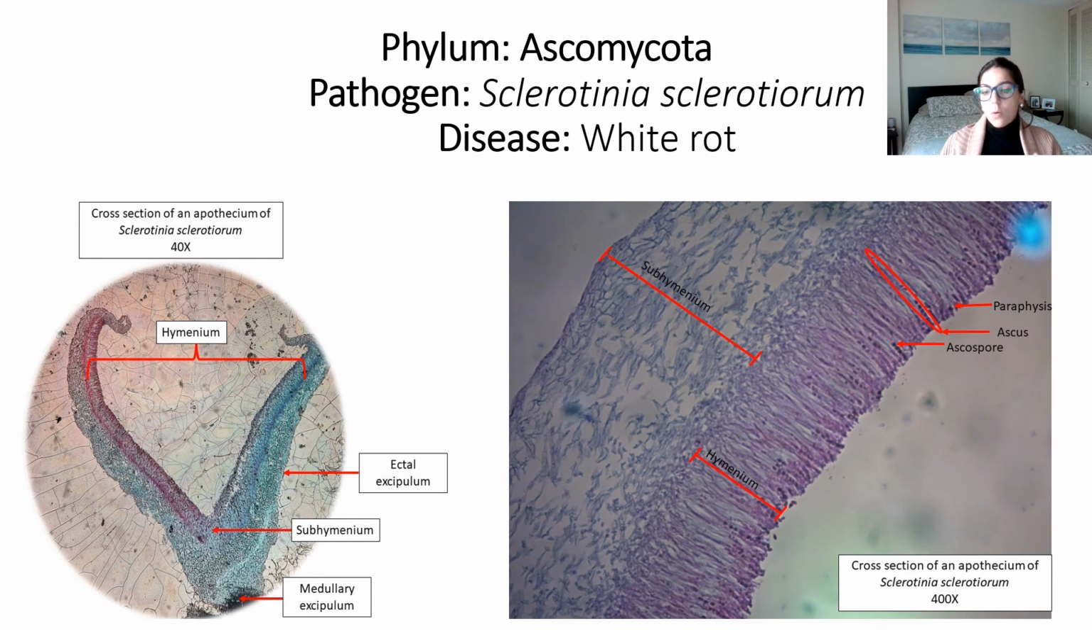But if we go and look in more detail, this is a section. This is a close-up of one of the parts of the apothecium right here. So here we have the paraphyses, this kind of structure which doesn't have nuclei. Then we have the ascus, we have the ascospores, we have the subhymenium, which is the part of the apothecium below the hymenium, where all the asci are located.